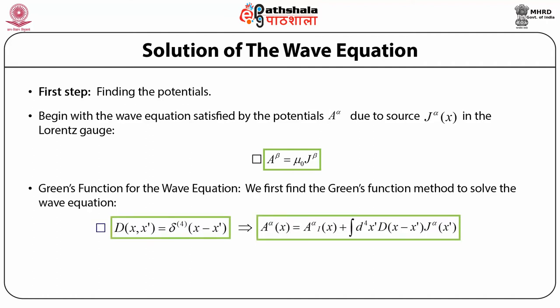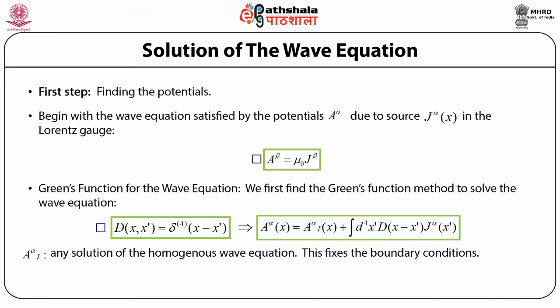Green's function for the wave equation. We first use the Green's function method to solve the wave equation. That is, box D of x comma x dash is equal to delta raised to power 4 of x minus x dash. This implies A alpha of x is equal to A alpha 1 of x plus the integral d 4 x dash D of x minus x dash J alpha of x dash. Here, A alpha 1 is any solution of the homogeneous wave equation. This fixes the boundary conditions.